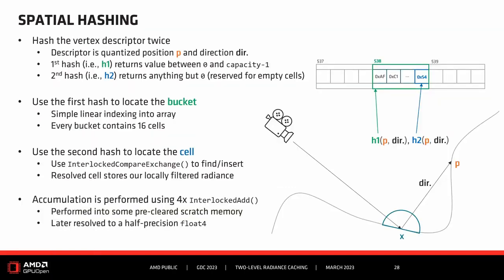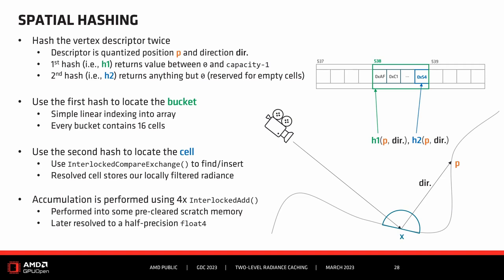This slide tries to explain a bit more in detail how spatial hashing works. It's a very simple technique. We put together what we call a vertex descriptor. We're going to hash it twice. In our case, a vertex descriptor is the quantized position P and quantized direction, the ray direction in this diagram. I'll explain in just a second why we need to hash twice.